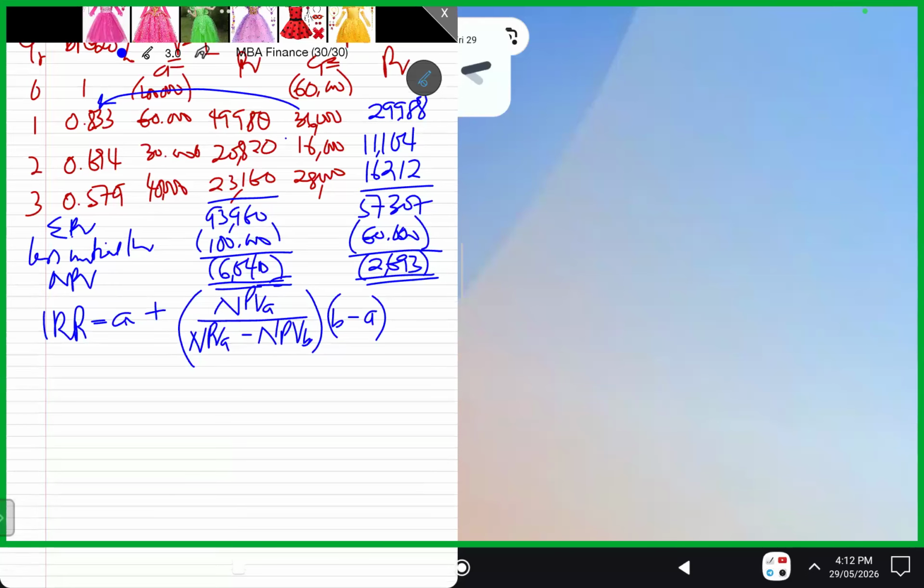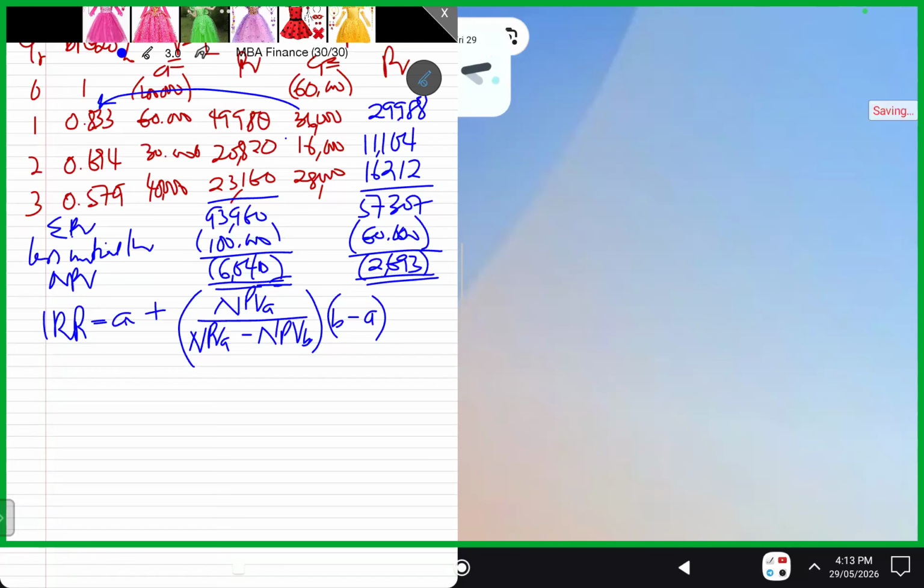IRR equals A plus the NPV A gave us. So we call the NPV that the 10% gave us NPVA. Then we'll bring that same NPVA down and take out the NPVB, the second one. Then we'll say in brackets the B rate, which is the second rate, minus the A rate, the first one.